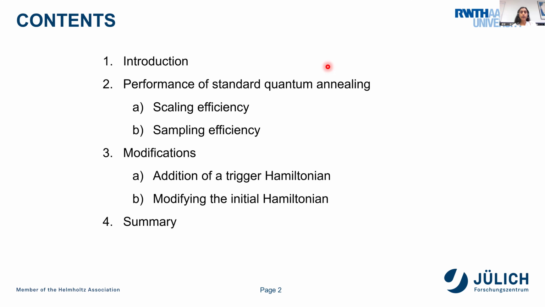And then I will talk about the effects of introducing certain modifications to this standard quantum annealing algorithm. This is done via simulations, and these modifications include the addition of an additional Hamiltonian to the standard quantum annealing Hamiltonian, which we call the trigger Hamiltonian, or modifying the initial Hamiltonian for quantum annealing. I will then summarize with the main findings of my work.